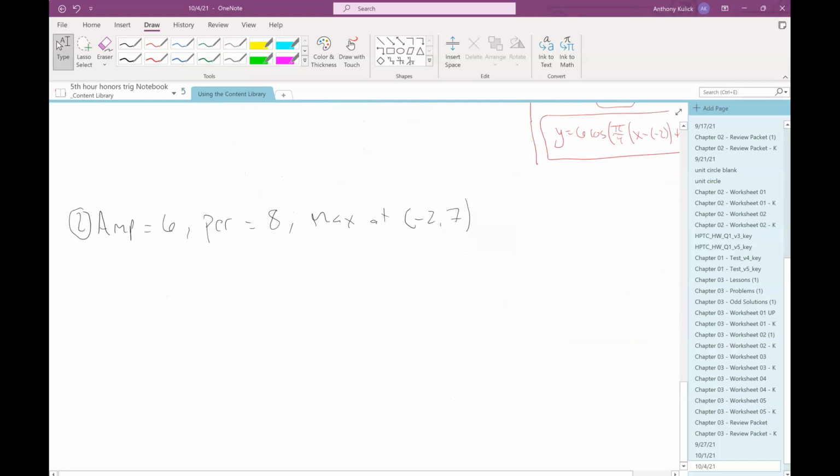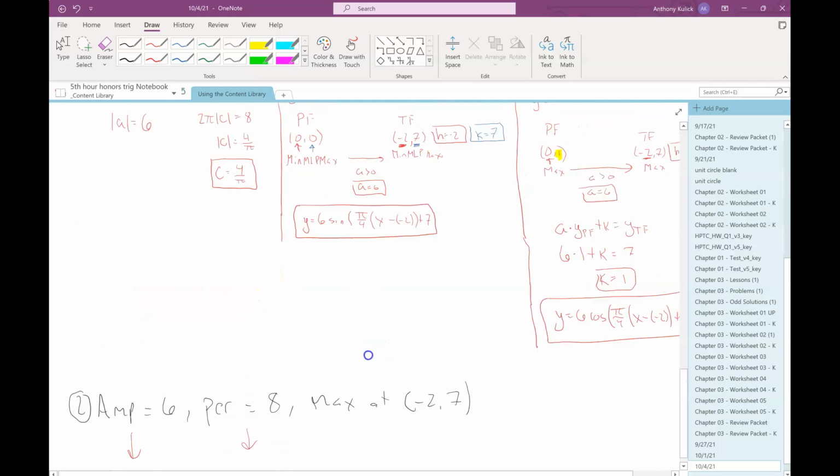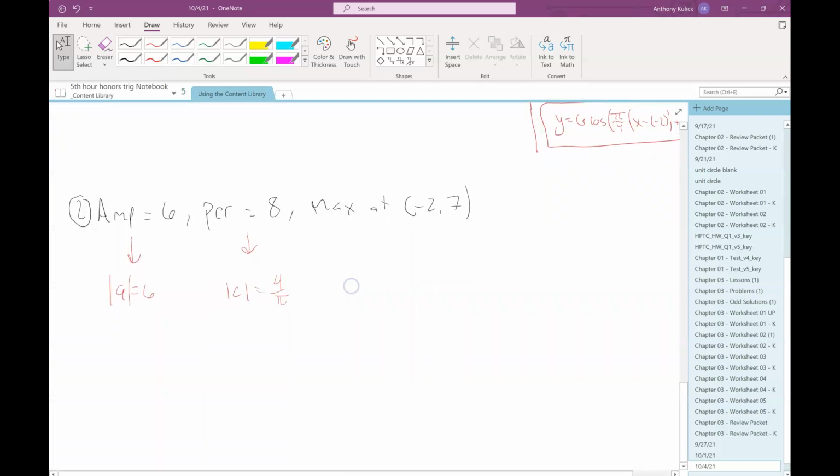So almost the same question here, right? But we've given one other restriction to it. Instead of -2, 7 being any point, we're told that it has to be a maximum. So same work as before to get my A and C. I'm not going to repeat those steps. Everybody's okay with that? Okay.